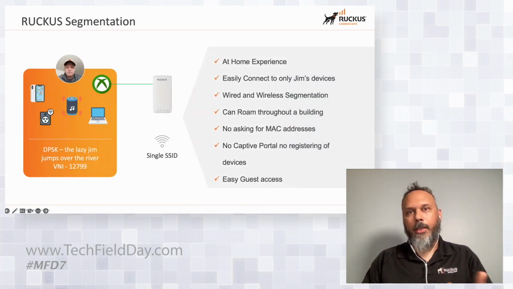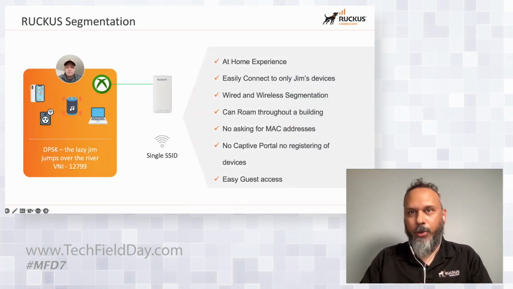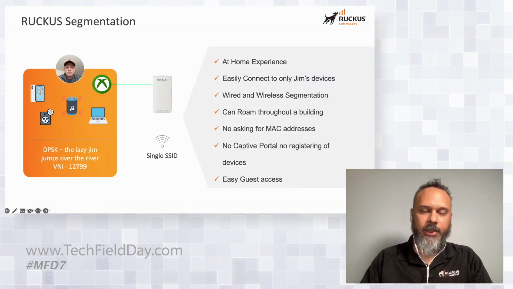So let's have a look at Jim's experience with onboarding his devices. Now, when Jim receives a dynamic pre-shared key, provided via email or SMS, he can simply use that dynamic pre-shared key on all his devices. Jim is not having to visit some type of captive portal. We're not asking Jim to find a MAC address.